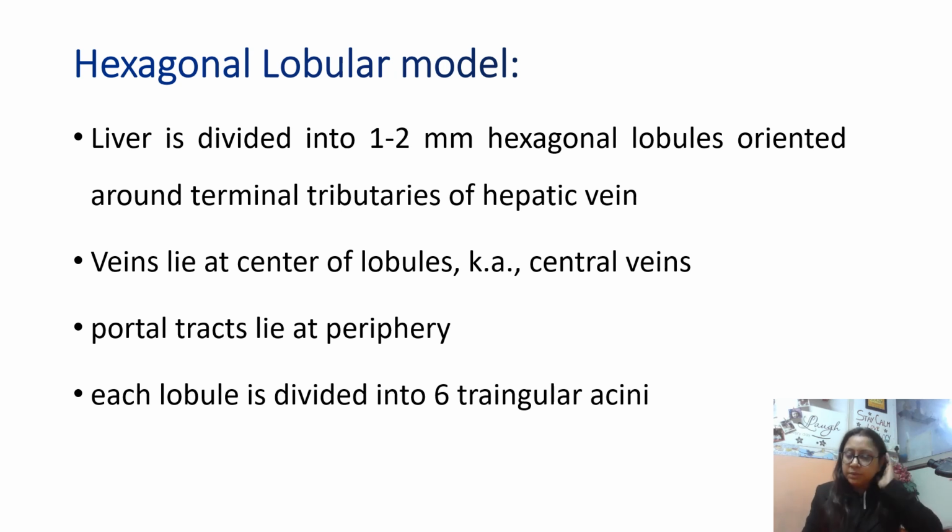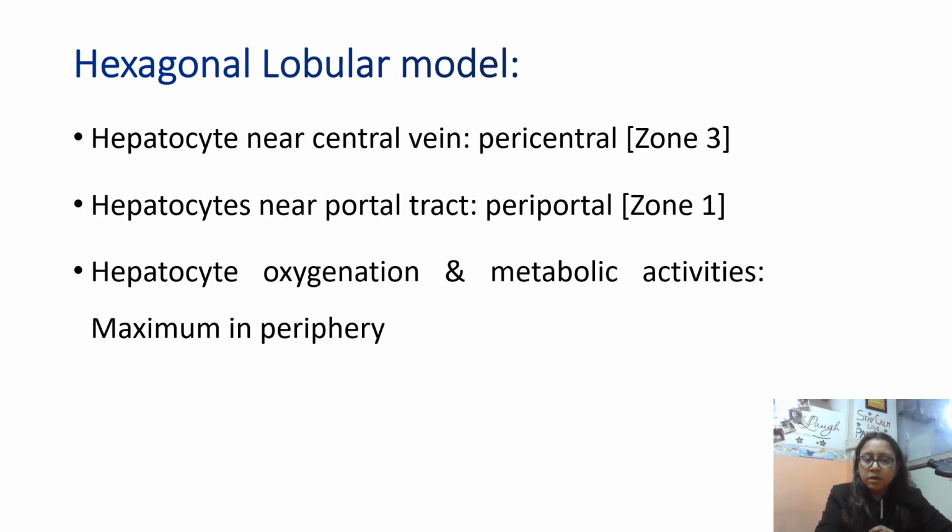The basic histology I'll be describing is the hexagonal lobular model. The liver is divided into 1 to 2 millimeter hexagonal lobules, which are oriented around terminal tributaries of the hepatic vein. I'll show you the picture. The hepatic veins will be at the center of the lobule, which is why they are also known as central veins, and the portal tracts lie at the periphery. Each lobule is divided into 6 triangular acini. I'm just giving you the literature of it and then we'll move on to the picture.